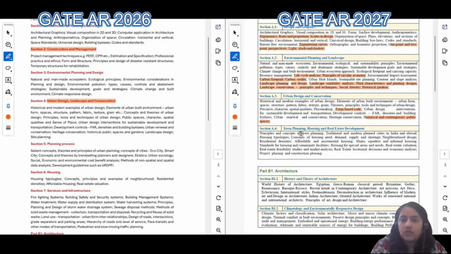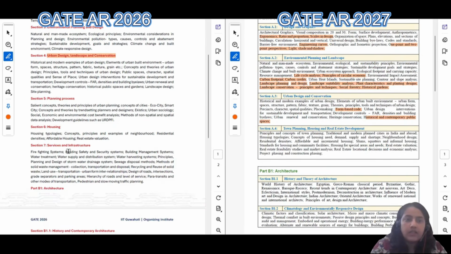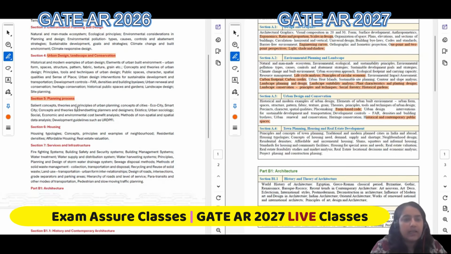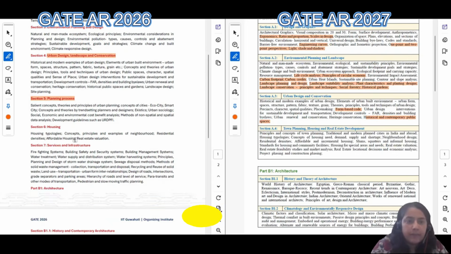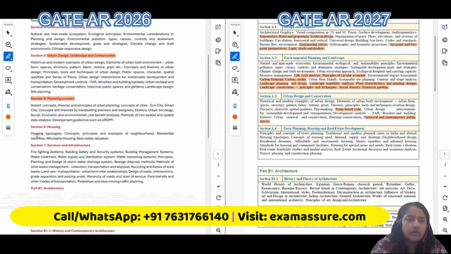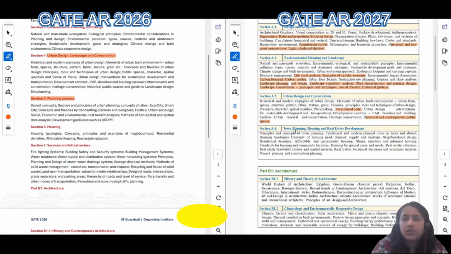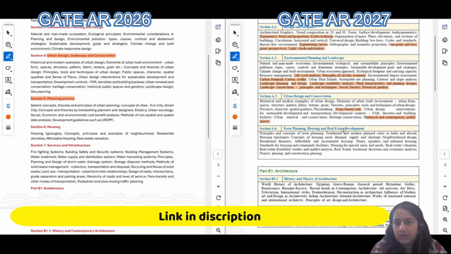Moving on to section 4, A4. Here now town planning, housing and real estate development have been merged. Earlier, in the previous syllabus, we had planning process as a separate topic. Now this has been merged into your section B2 of planning. Section 6 of housing from 2026 had a very small syllabus. Now this housing has been merged with town planning as well as real estate development.